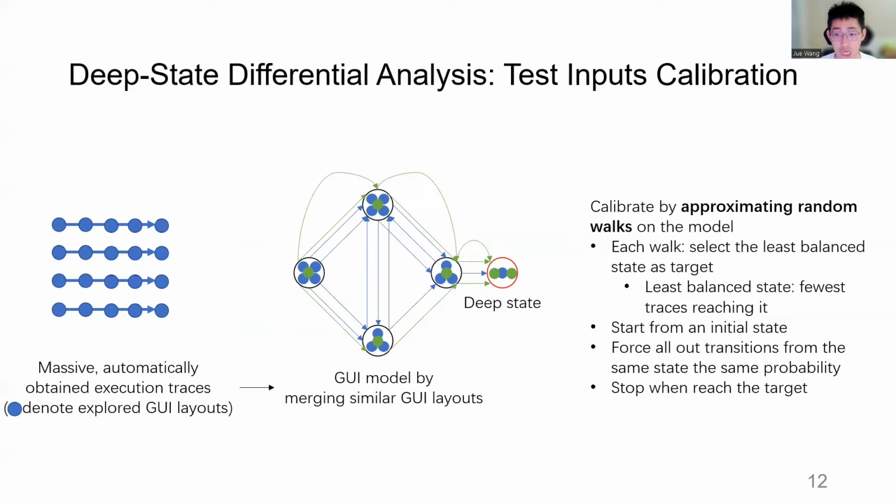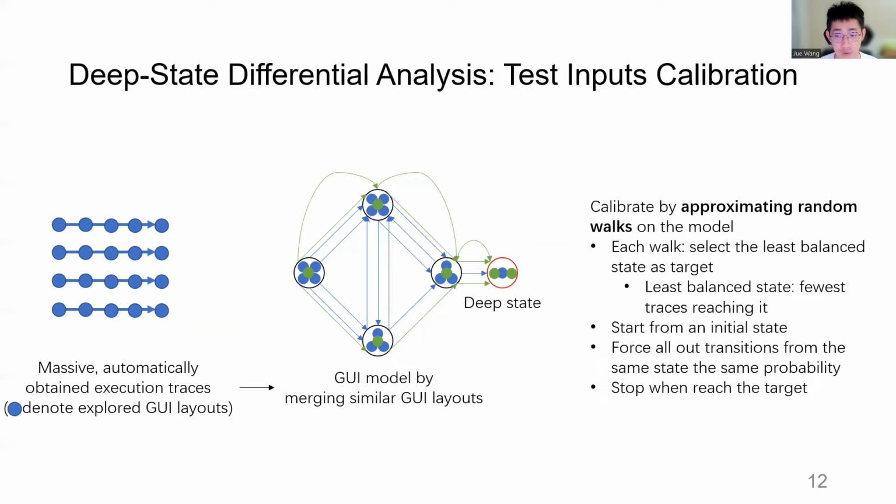For each walk, our approach selects the least balanced state as the target state. The least balanced state is the one with the fewest traces reaching it. Then, starting from an initial state, our approach gives all outgoing transitions from the same state the same probability of being chosen, and accordingly selects the next step of the random walk. Such a random walk stops when the target state is reached.